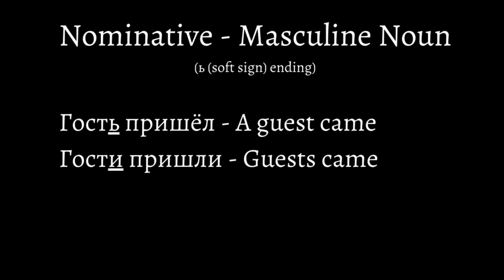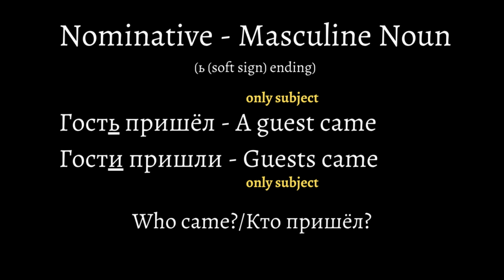Гость пришел and гости пришли is a guest came and the guests came. It's a masculine noun that ends in the мягкий знак, and we pluralize it by replacing it with и. The verb also changes, but again, don't focus on that. Гость and гости are the only subjects in the nominative because by asking who came, кто пришел, we have an answer. Гость пришел or гости пришли.